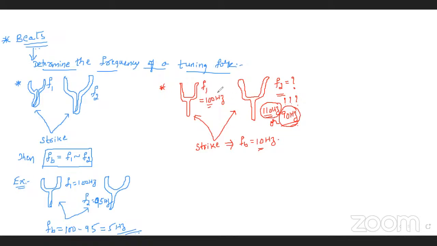So be very careful. When they are given F1, F2, if they ask beat frequency, it is very simple. But if they have given F1 and beat frequency, to calculate F2, it is very tough. Because you'll get the two answers. Either 90 Hertz or 110 Hertz. Then how you have to solve this? For this, there is a procedure.